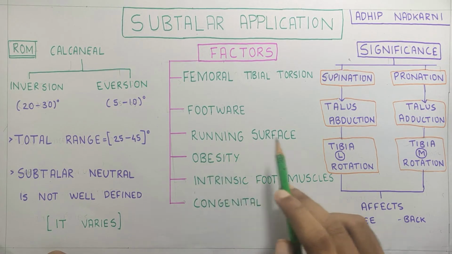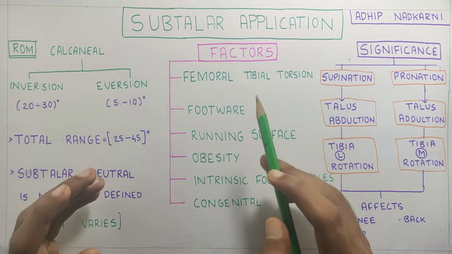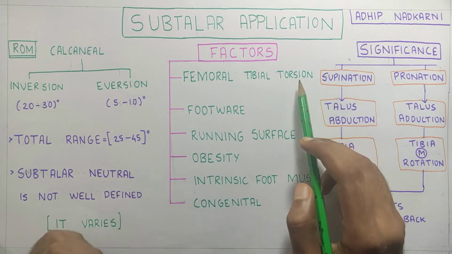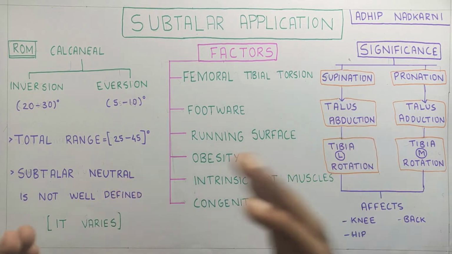Another factor would be the running surface. What kind of surface do you run on? Or a very important point would be femoral or tibial torsion. So how do femoral and tibial torsion affect your subtalar joint?